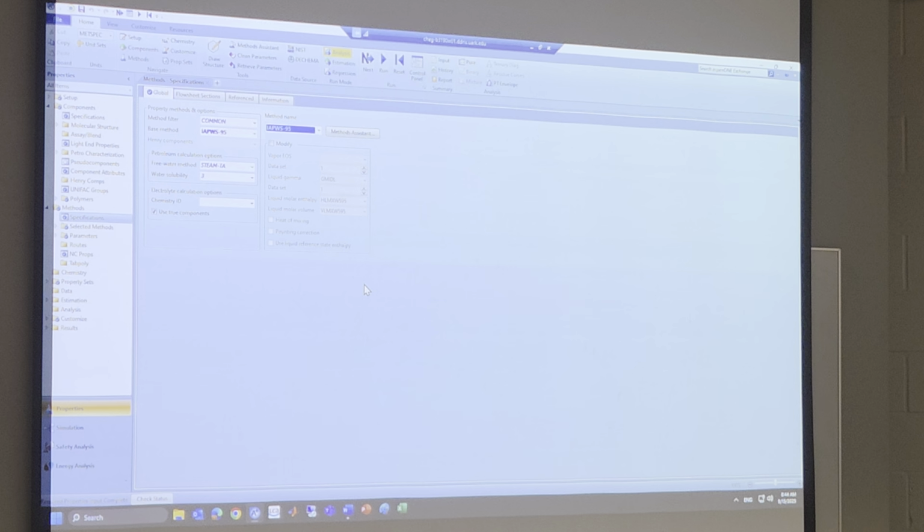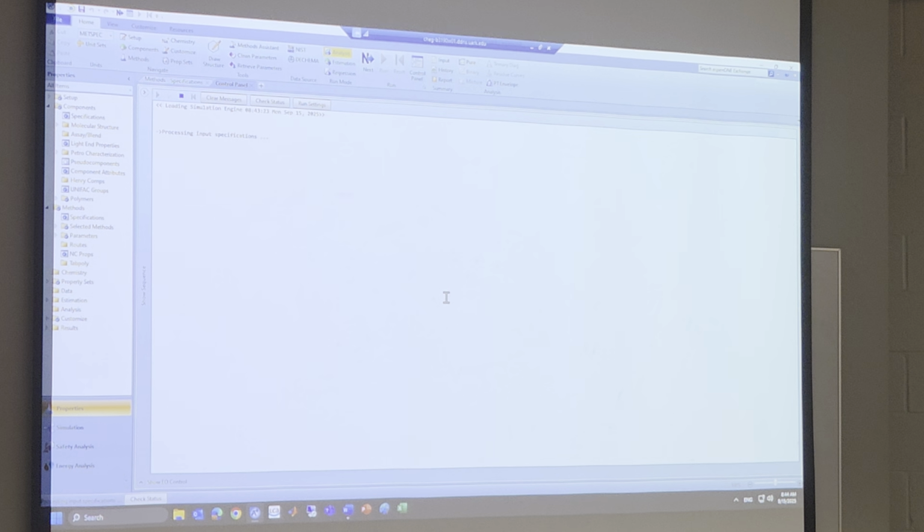Yes, we only have one component. So if we run the simulation, we get a warning. It says binary parameters are missing. Oh, we have only one component, so we will absolutely have the warning, which we can ignore. Let's go to the next simulation window.